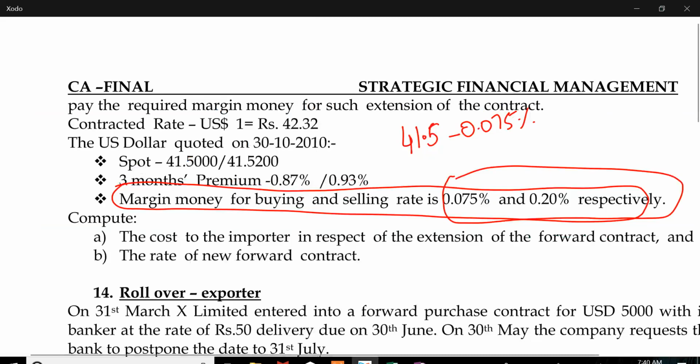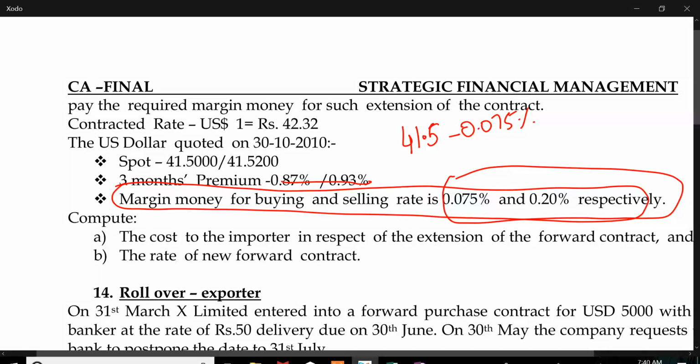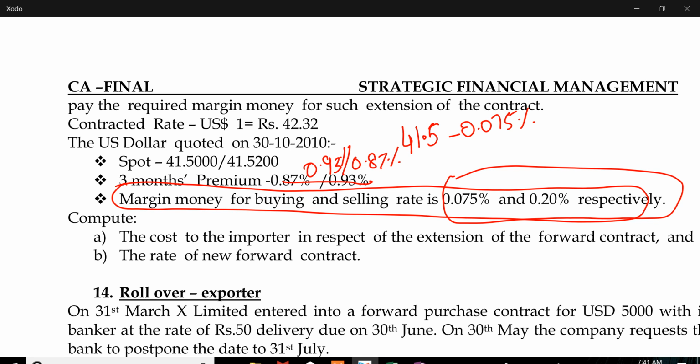Now, in this question, instead of 3 months, okay, 3 months premium is fine. They make it as 0.93 and 0.87. Does this make any difference to our answer, or the way of computation? If they make it as 0.93, 0.87, what will be the contracted rate? I'll put it this way. If the premium percentages were 0.93, 0.87.